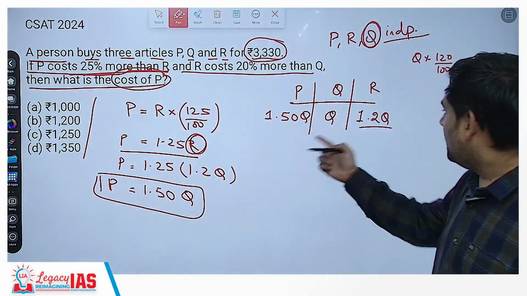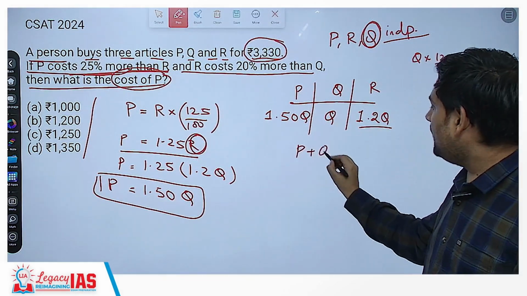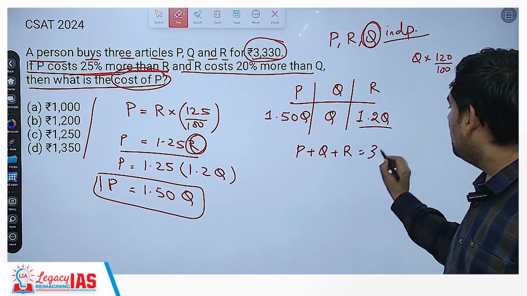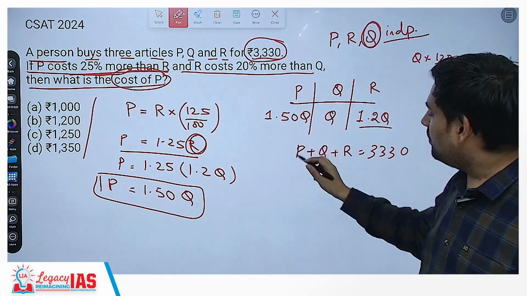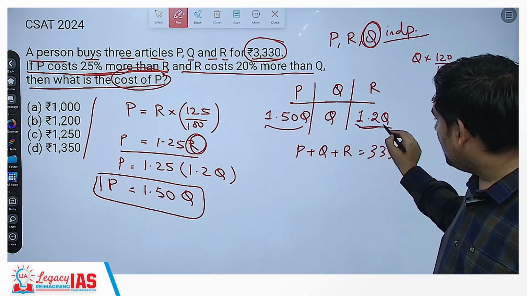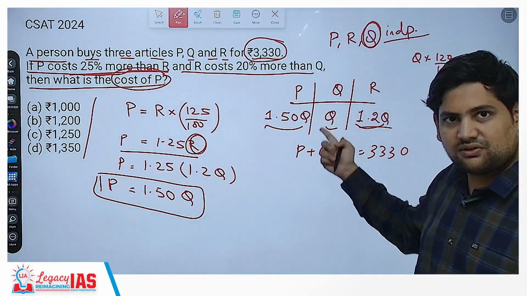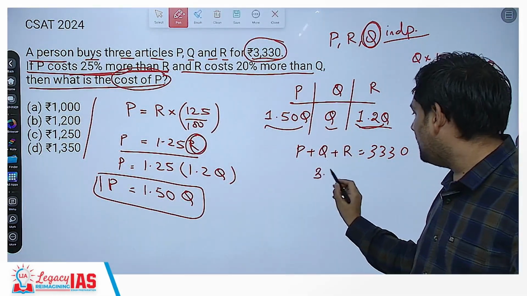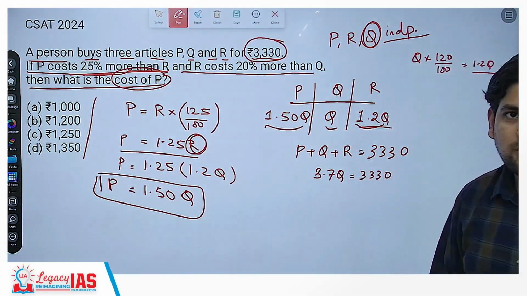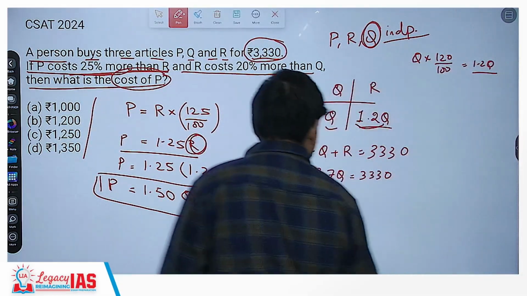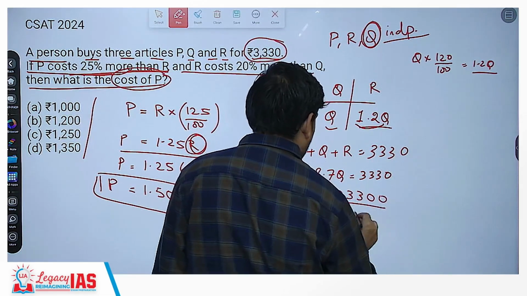Okay, then let's add all three of them. So what you will get? I had to write that P plus Q plus R is equal to 3330. Now instead of P and R, I'll write that in terms of Q. So this becomes 1.5 Q plus 1.2 Q plus Q. 1.5 plus 1.2 is 2.7. 2.7 plus 1 is 3.7. So I get 3.7 Q is equal to 3330. Correct? I multiply both sides by 10. What I'll get is 33300 by 37.